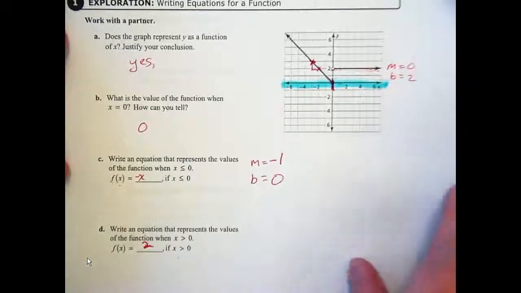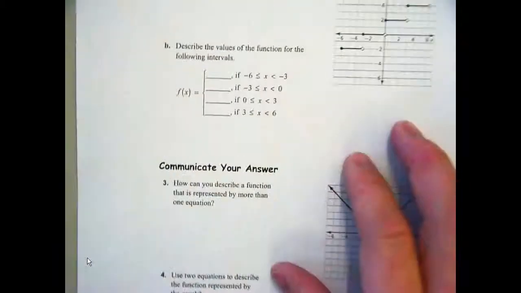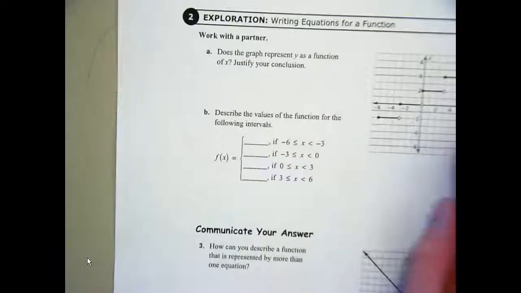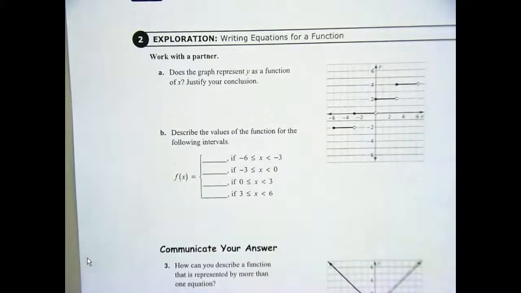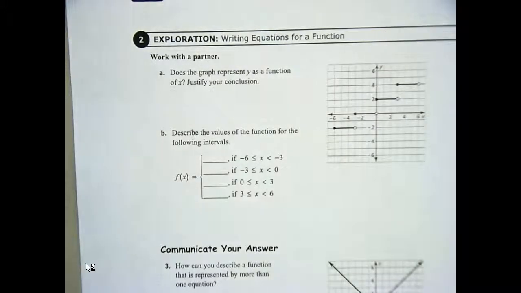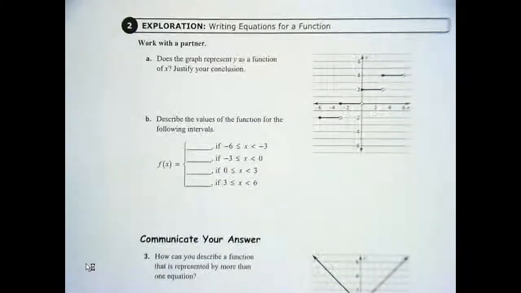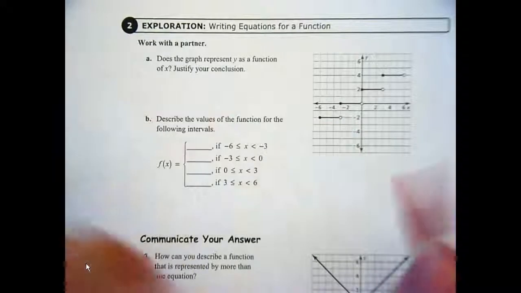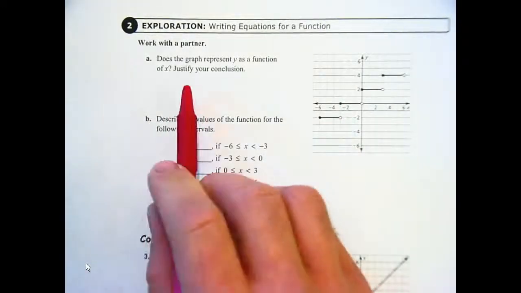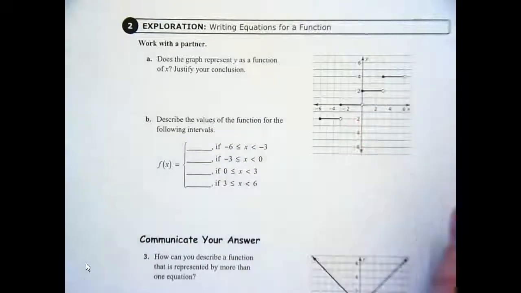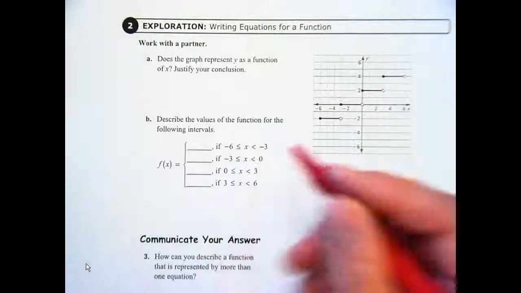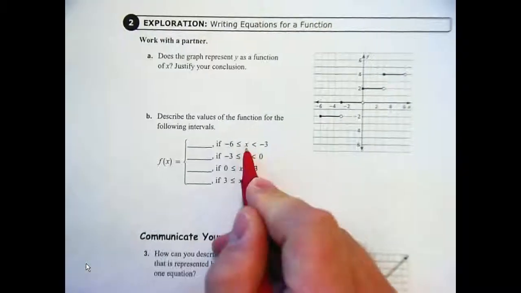All right. Take a look at exploration number 2. I want you to work on that part with your groupies, A and B. Part A, does it represent a function? Yes. How come? Passes the vertical line test. Okay. From here, describe the values of the function in the following intervals. First, you have to know how to read this. This says, when x is in between negative 6 and negative 3.